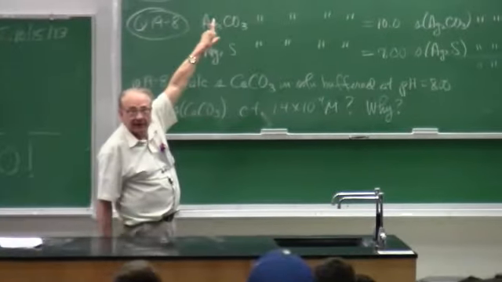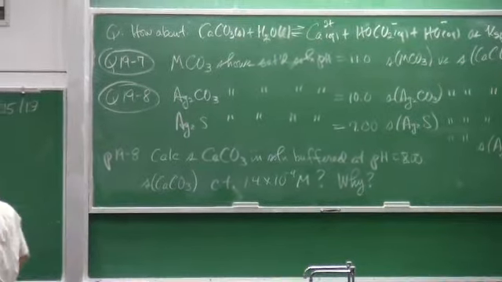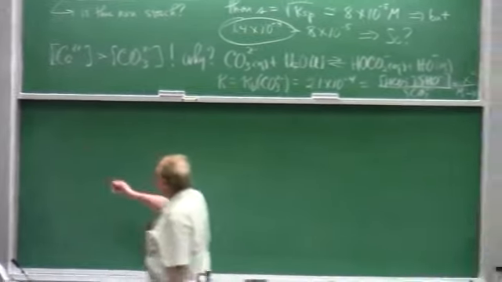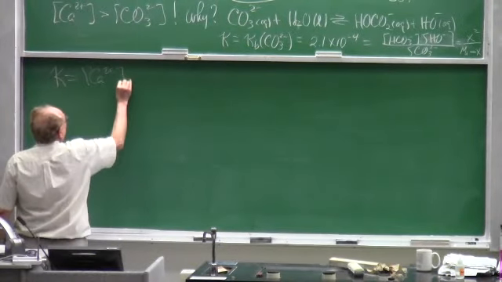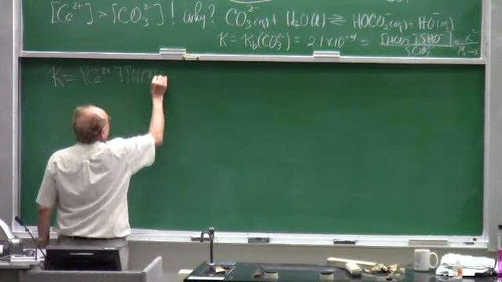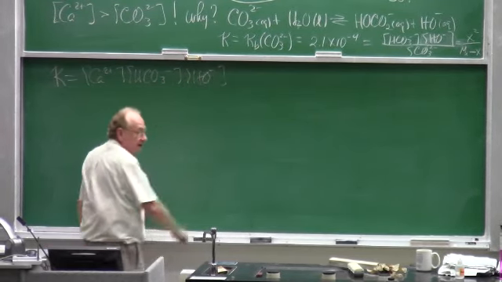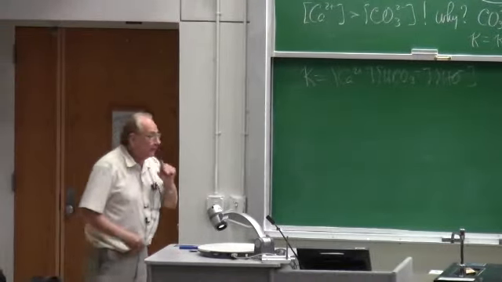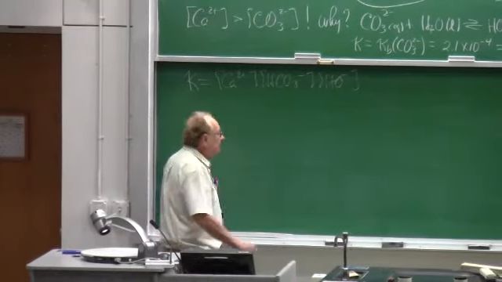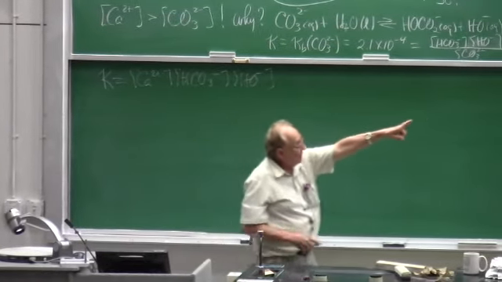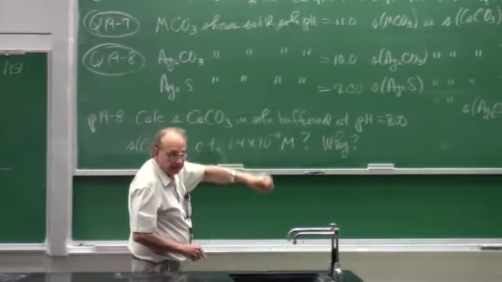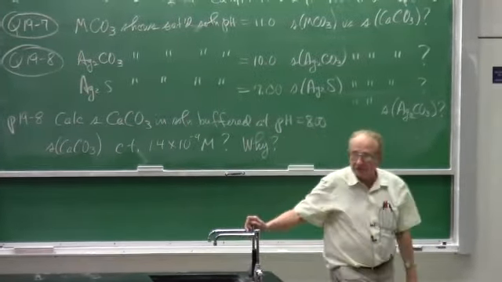Our other version of the KSP for calcium carbonate. So I'm going to write K equals this. And then to do the calculation, I need the K value. How do I get the K value? I look at this equilibrium reaction, and I let it talk to me. What does it tell me as it talks to me?